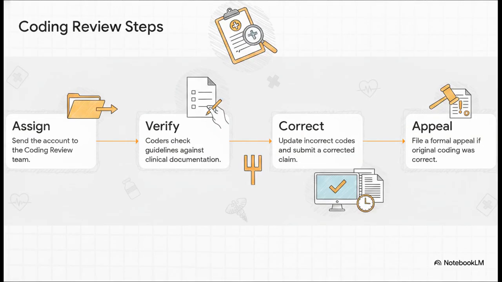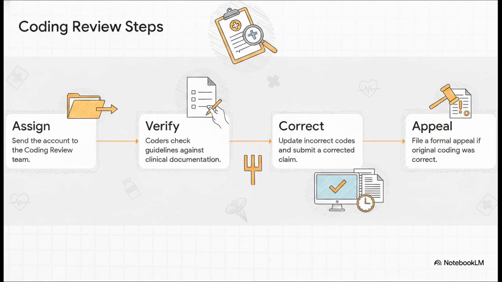Scenarios 4 and 5 deal with the heavy clinical lifting. This often involves age and gender inconsistencies or really complex modifier issues. First up, you assign the account to your dedicated coding review team. The coders are going to verify the current guidelines against the actual clinical documentation in the chart. Now here we hit a fork in the road.